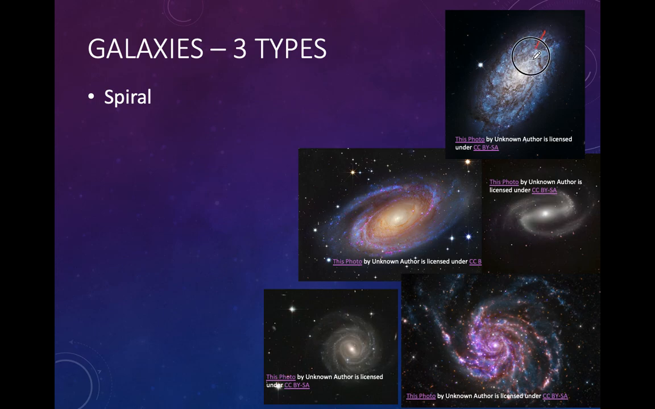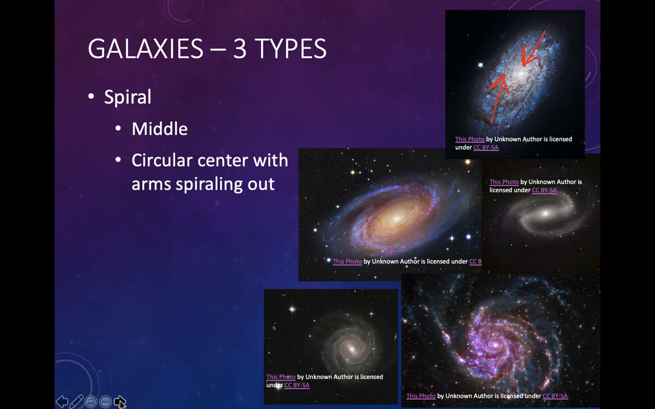So basically, my spiral galaxy has pulled in, and as it's pulling in, it gets more and more structure, and it looks kind of like a spiral. So it has a middle, which is dense, and then it has the circular center with arms spiraling out. If I were to draw it, I would show here are the arms, and it looks something like that.